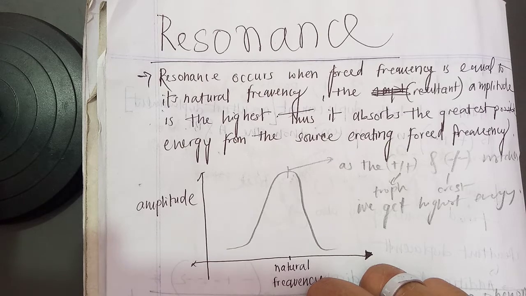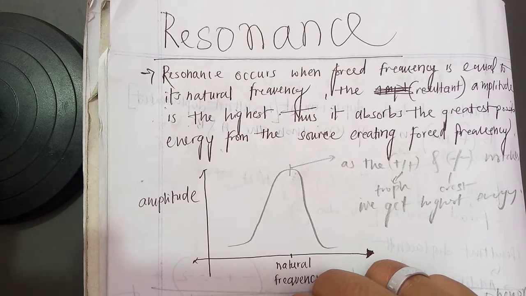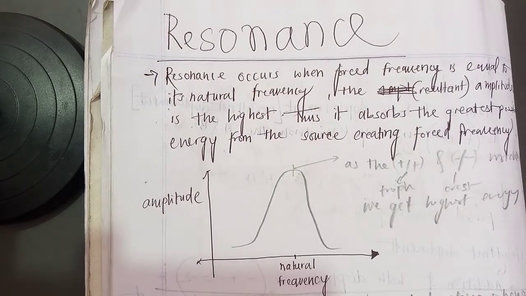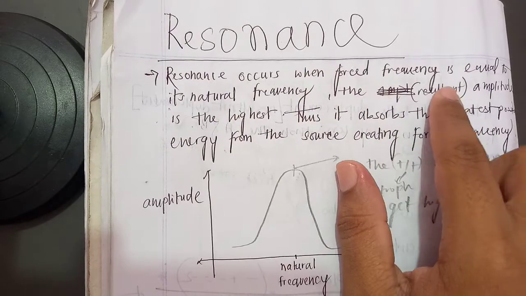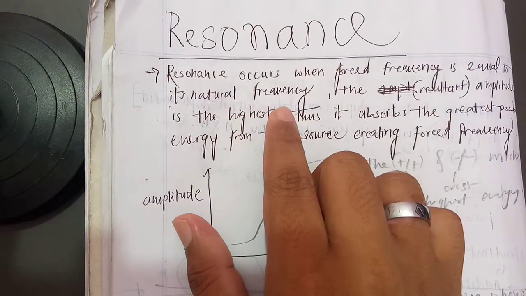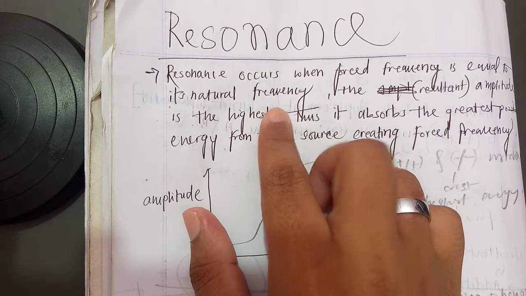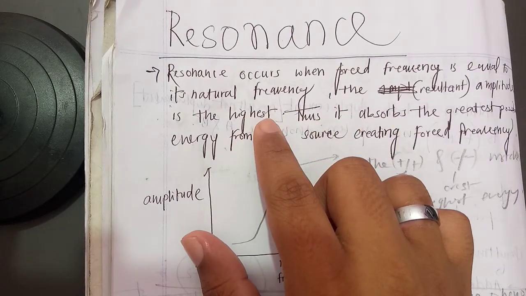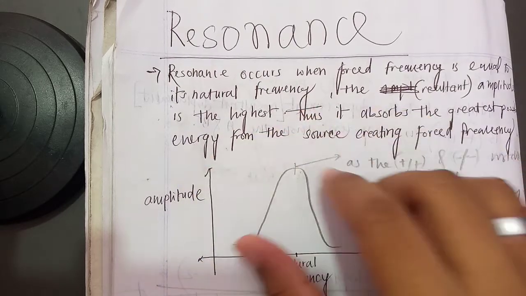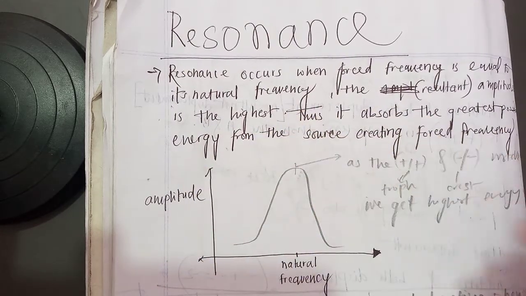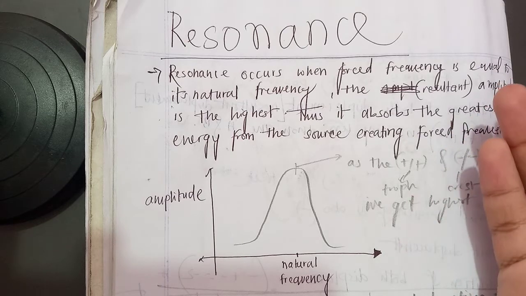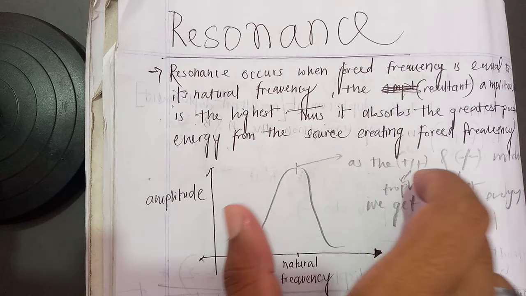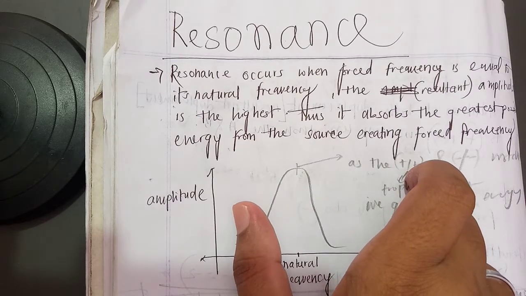So today we're going to look at the topic oscillation and the subtopic resonance. Resonance occurs when force frequency is equal to its natural frequency, and what happens is they both add up and the resultant amplitude is the summation or the addition of both, and this keeps on happening as long as the condition is met. We will look at the condition later.